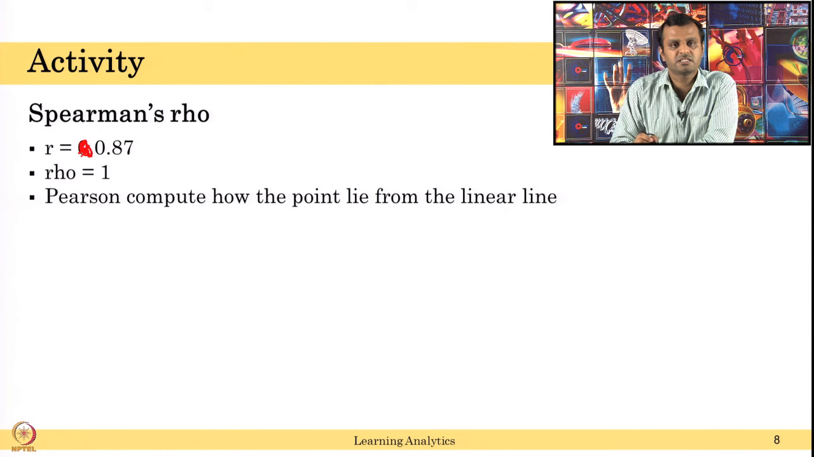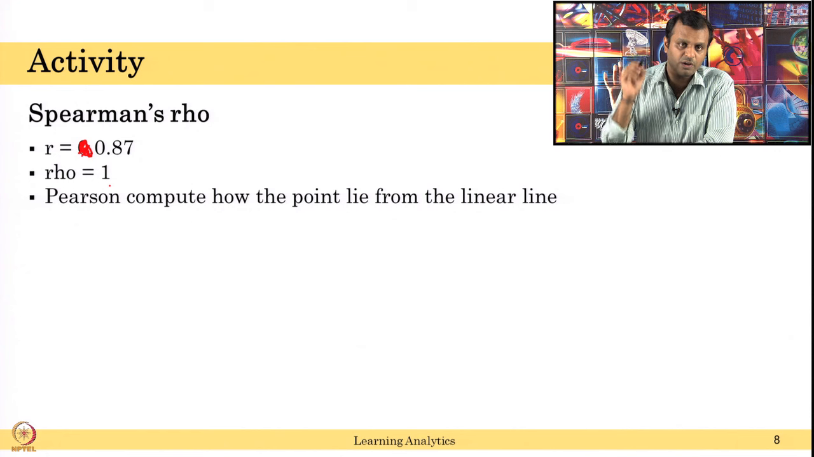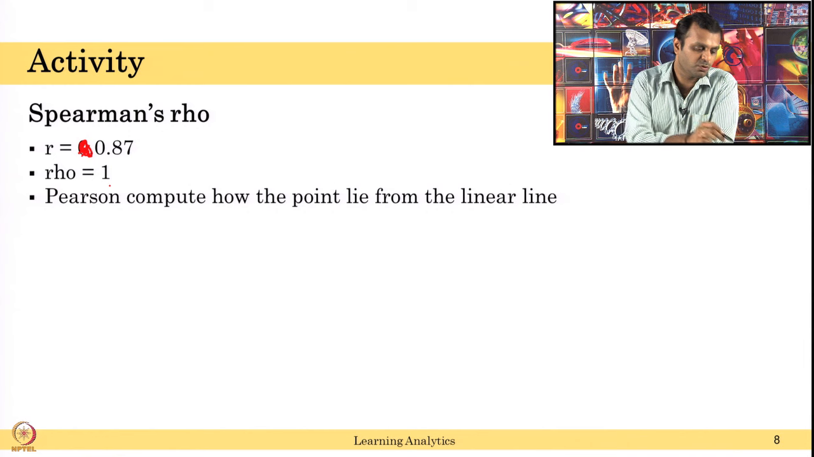The R value is 0.87 positive, and it indicates it is highly correlated, but some points are not linearly related with x and y. If x increases, y also increases, but not fitting that linear relationship, the linear line. But rho is 1, which means for all the increments in x, y also increases. They may not be on a linear scale of increment, but whenever x increases, y is incremented, maybe on a different scale, but there is a relationship. That is why rho is 1.